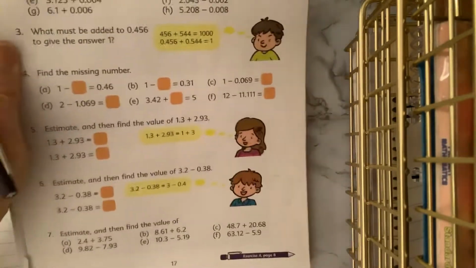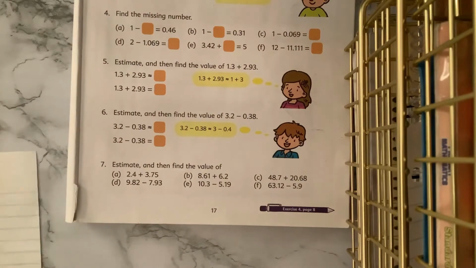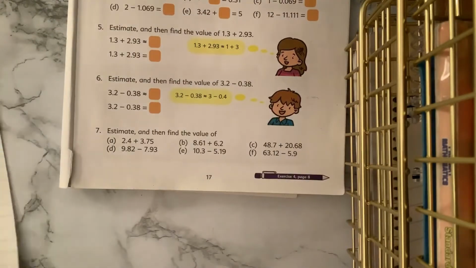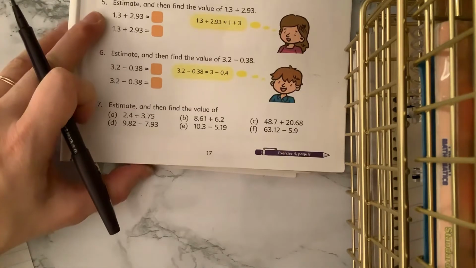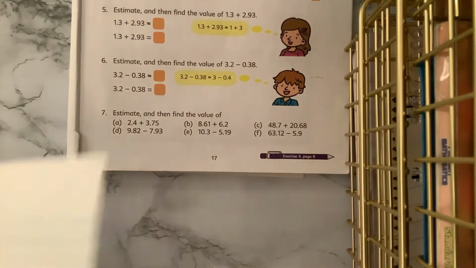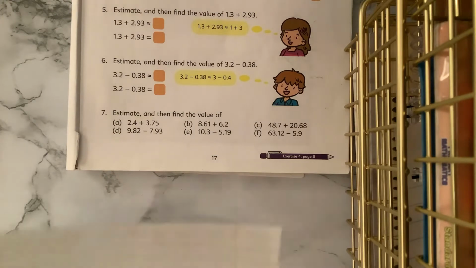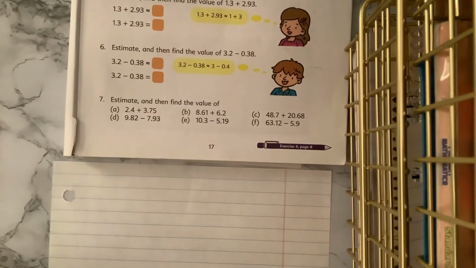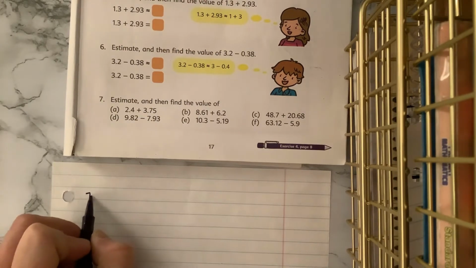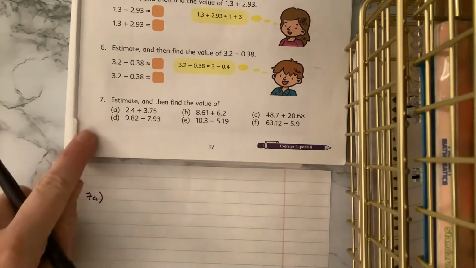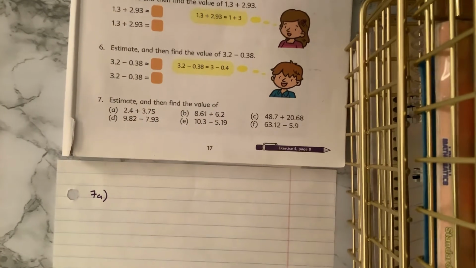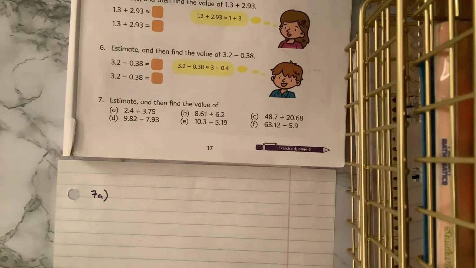Okay. So now we're going to start working on adding this estimation part of things. And the reason that estimating helps is that it gives us a good idea of whether or not our answer is pretty close. Okay, so we're going to work through number 7 together, and these in particular are going to be a lot like your practice and homework. Okay, so 7A. We're being asked to estimate and then find the value of. Again, I'm going to say this again. This is what you're supposed to be doing for your homework, estimating and finding the value of.